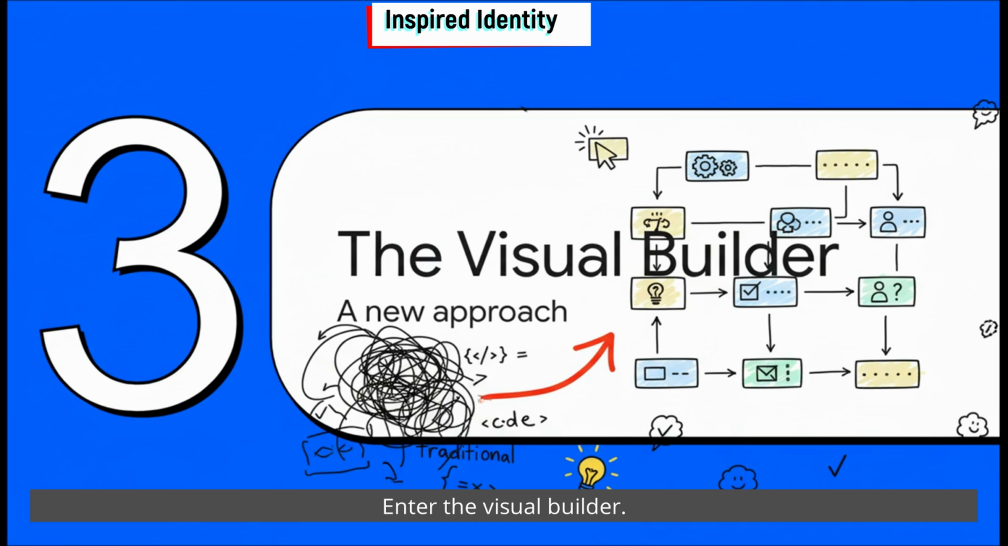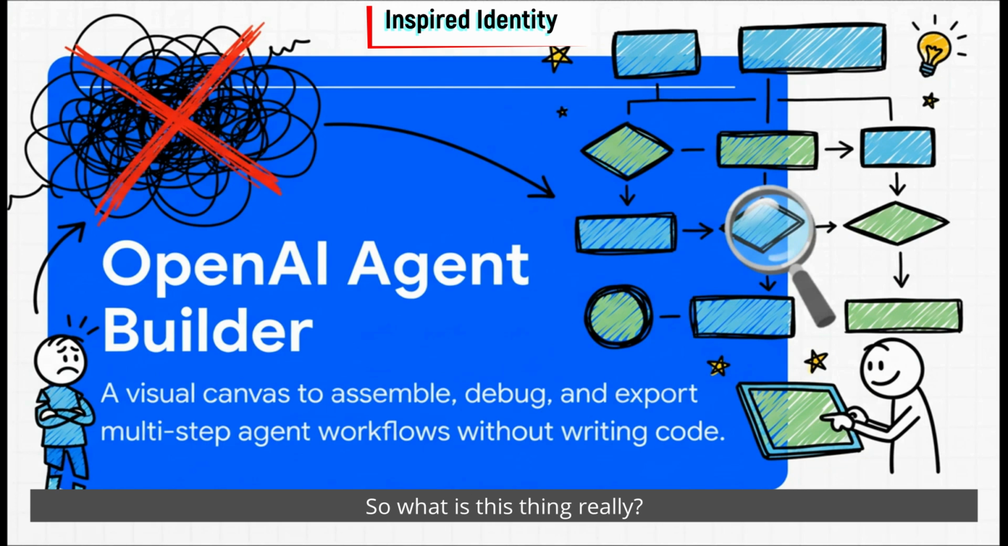Enter the visual builder, specifically OpenAI's new agent builder, which was designed to solve these exact problems. So what is this thing really? The easiest way to picture it is like a digital whiteboard or a flowchart for your AI. Instead of typing out hundreds of lines of code, you're literally dragging and dropping different blocks onto a canvas and connecting them with lines to build your workflow. It's a completely different way of thinking about how to build an agent.